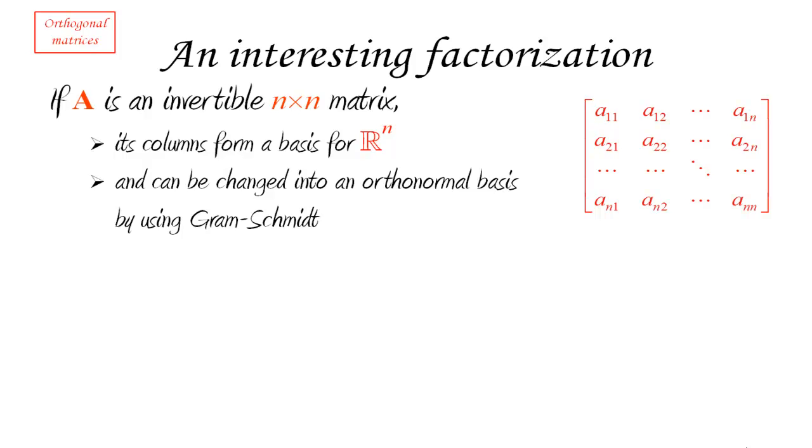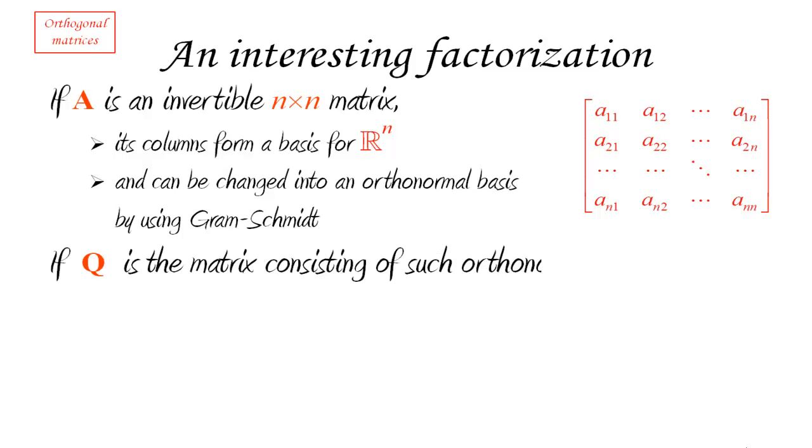So I can start from this matrix, look at its columns, think of them as a basis for Rn, and use Gram-Schmidt. From there, construct another matrix which is going to consist of orthonormal vectors and therefore make up an orthogonal matrix. So let's call this matrix Q. Q is the matrix that consists of the orthonormal columns obtained from the columns of A by using the Gram-Schmidt process. Then Q has to be orthogonal because its columns form an orthonormal basis.